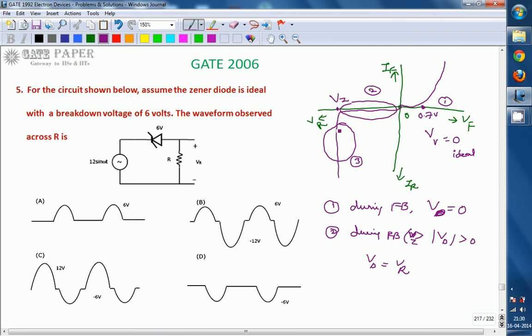The current increases only in the breakdown region, where the third characteristic is whenever the diode voltage is greater than Vz. If the voltage across the diode is greater than the Zener breakdown voltage, then Vd will be equal to Vz, but the current flowing through the Zener diode is going to increase. This is called the Zener breakdown region.